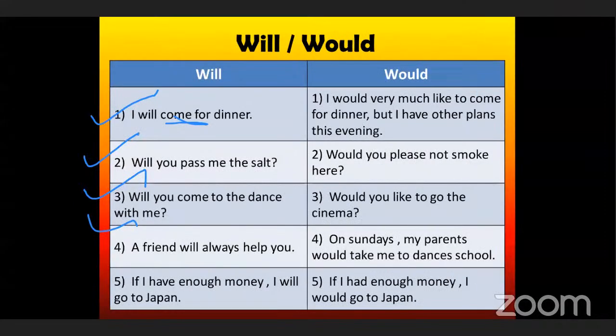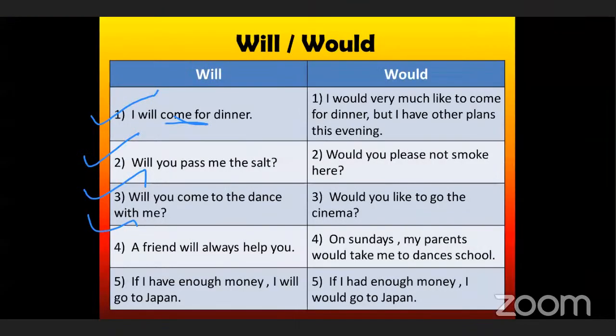Fifth example: If I have enough money, I will go to Japan. Now here one condition is there. His condition is there to go to Japan, that he has enough money. So he is telling that if I have enough money, I will go to Japan. So we use the modal auxiliary will in case of futurity, when talking about any future, when you are requesting, when you are offering something, when you're talking about any person's habit, and any condition.